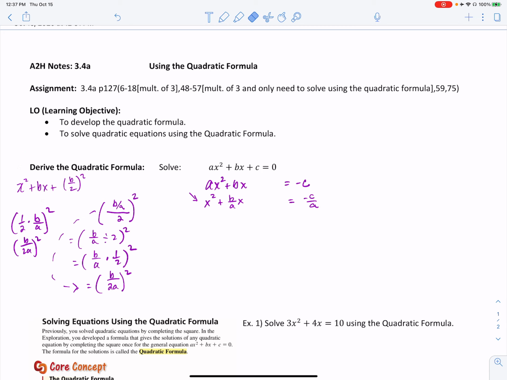And remember that this was when we had just a coefficient of x that was b, but now our coefficient of x is b over a. So you need to take half of it and square it. So now when you square that, you square all of those values inside. So it's b squared over 4a squared. And that is squaring and completing the square. So now I have to add that to both sides to keep it balanced.